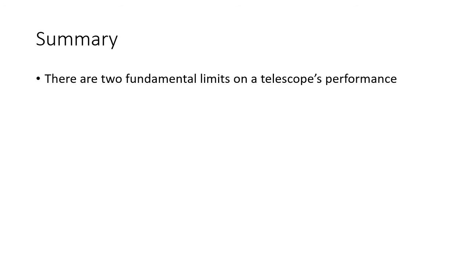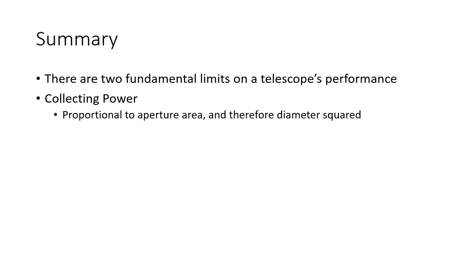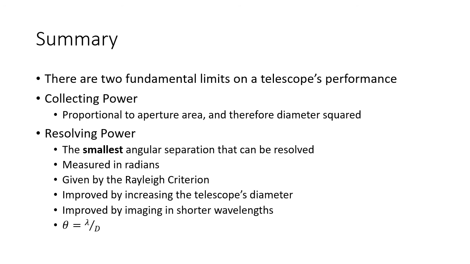Okay, in summary, what have we talked about? I've said there are two fundamental limits on a telescope's performance. They are collecting power, which is proportional to the area and therefore the diameter squared, and the resolving power, which is the smallest, not the largest, the smallest angular separation that can be resolved. It's measured in radians, it's given by the Rayleigh Criterion, and it's improved by increasing the telescope's diameter, so we get less diffraction. It's also improved by using shorter wavelengths, so we get less diffraction.